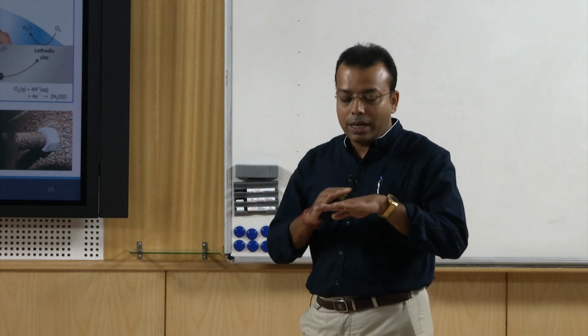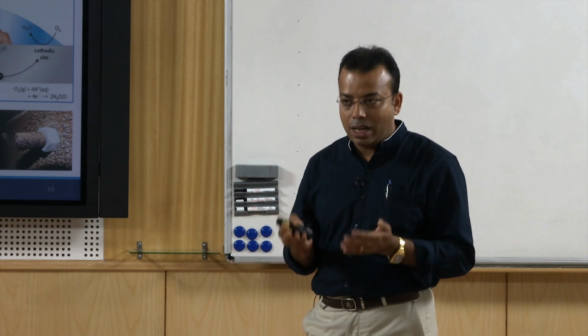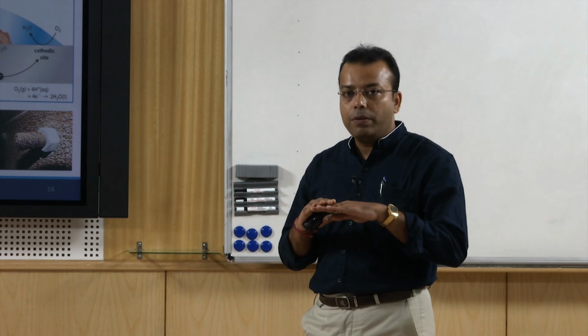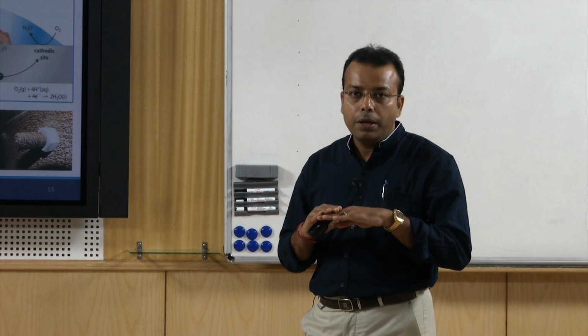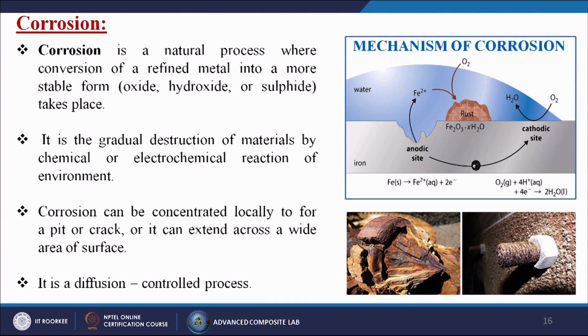That means the rusting, or that iron oxide, which in normal terms we call rusting, will be stable for a longer time on the material surface. Corrosion is the gradual destruction of materials by chemical or electrochemical reactions with the environment. It can be concentrated locally to form a pit or crack, or it can extend across a wide area of surface. It is a diffusion controlled process.